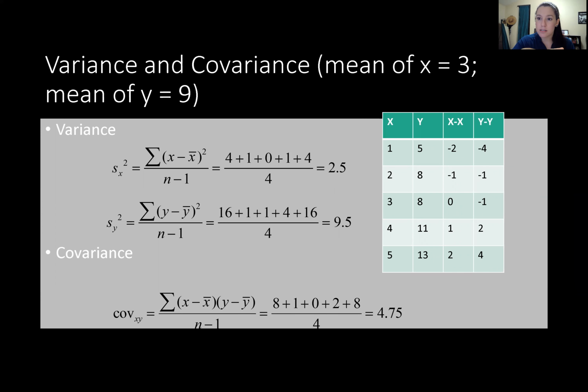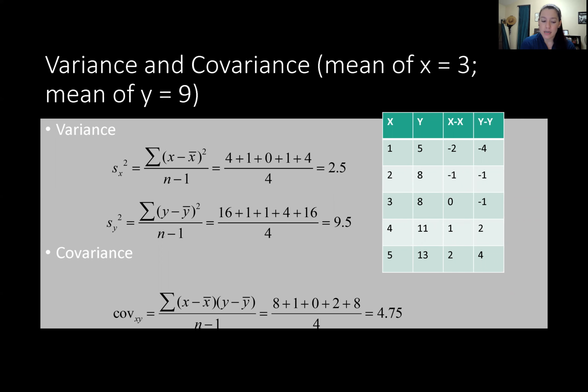I just wanted to touch base with a visual here that's actually showing you data. This is a tiny little data set, an N of 5, so you have 5 responses on both X and Y. It's easy to calculate the mean, but in case it helps, the mean of X is 3 and the mean of Y is 9.